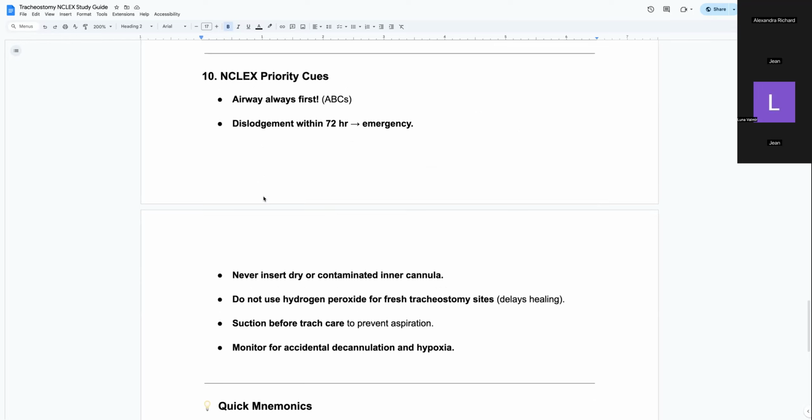Never insert a dry or contaminated inner cannula. Remember, everything that goes into the respiratory tract must be sterile. Do not use hydrogen peroxide for fresh tracheostomy sites because this will delay healing. Use suction before trach care to prevent aspiration. And you always want to monitor for accidental decannulation and hypoxia.